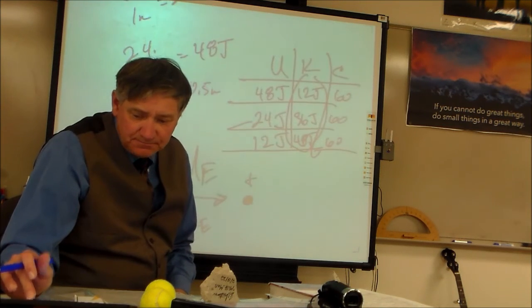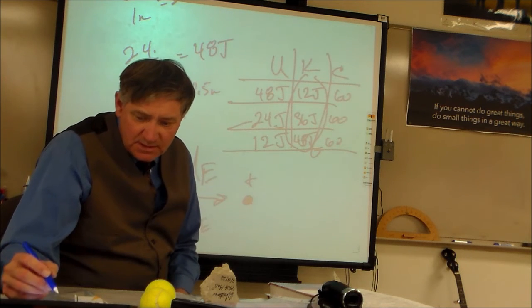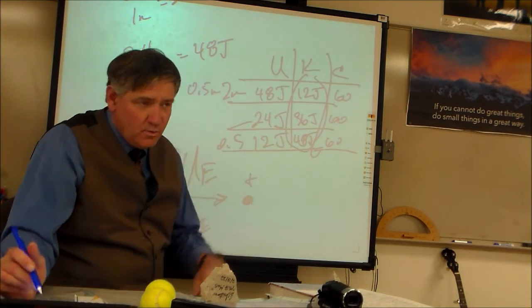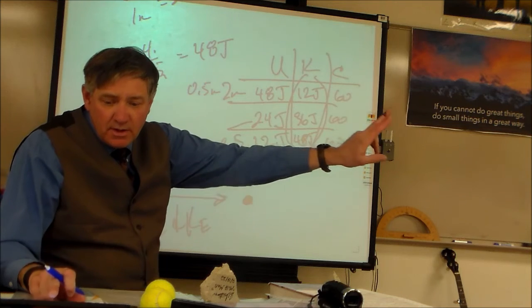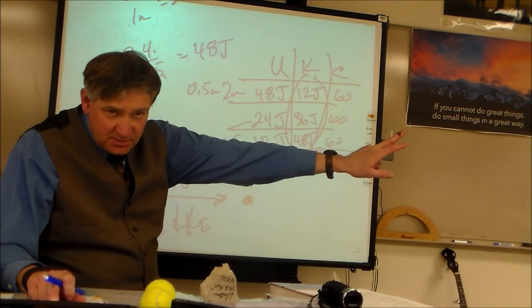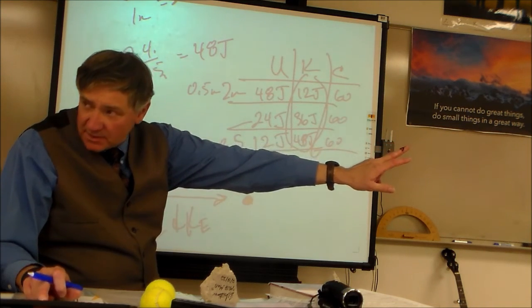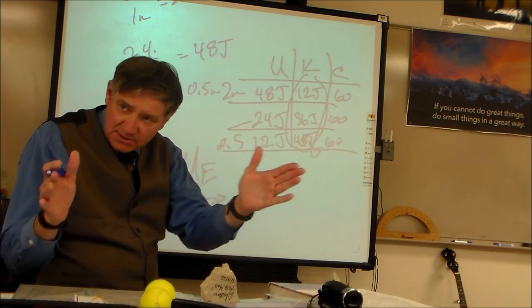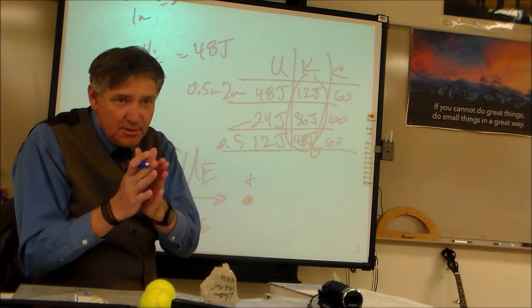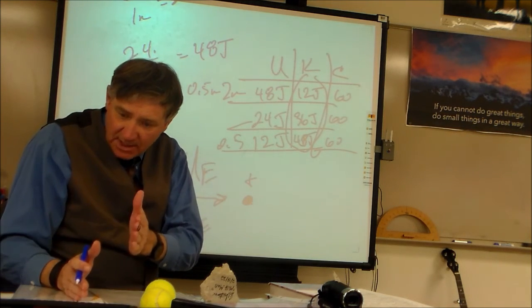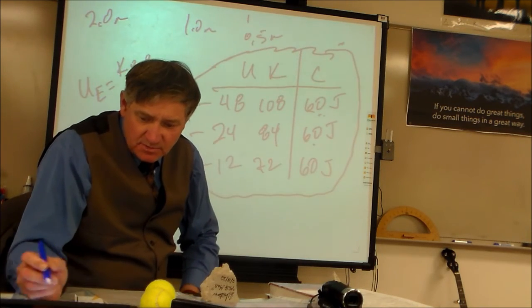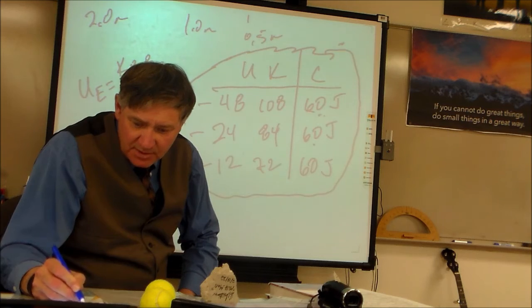So if you look, on this U, this is when you were like a half meter away, and this is when you were 2 meters away. So when you were a long way away, you didn't have much potential energy, but you had a lot of kinetic energy. So as you got closer, the amount of potential energy became bigger, but you lost it as kinetic. So over here, this is 2 meters away, this is a half meter away.